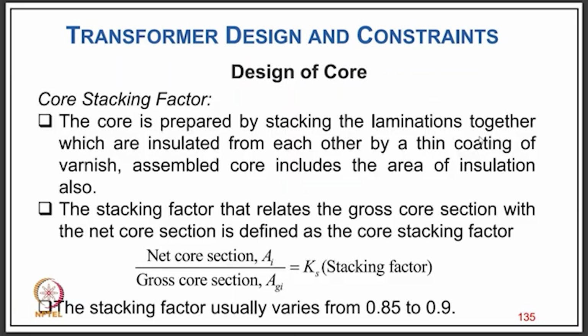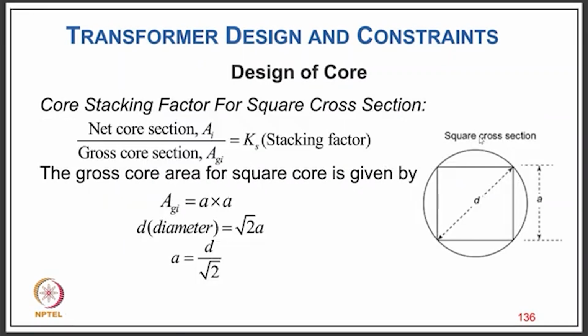And then coming to the core stacking factor. The core is primarily prepared by stacking the laminations together, which are insulated from each other by a thin coating or varnish. And the assembled core includes the area of insulation also. So the stacking factor that relates the cross section with the net core section is defined as the core stacking factor. Net core section AI upon gross cross section AGI, that's the core stacking factor. The stacking factor varies from 0.85 to 0.9 because of the insulation put with the different dimensions of the thickness of laminations. So now you can say the core stacking factor for a square section is the net core section divided by the core gross section, KS factor.